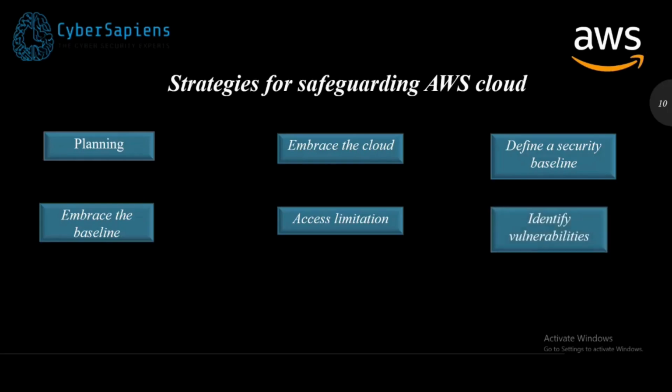Identify vulnerabilities. Use AWS Inspector to scan EC2 instances, containers, and Lambda functions for vulnerabilities. Collect and protect logs. Enable comprehensive logging: CloudTrail, CloudWatch logs, VPC flow logs, DNS logs, and ELB or S3 access logs. Store logs centrally in an encrypted write-once S3 bucket with integrity validation and MFA delete enabled.